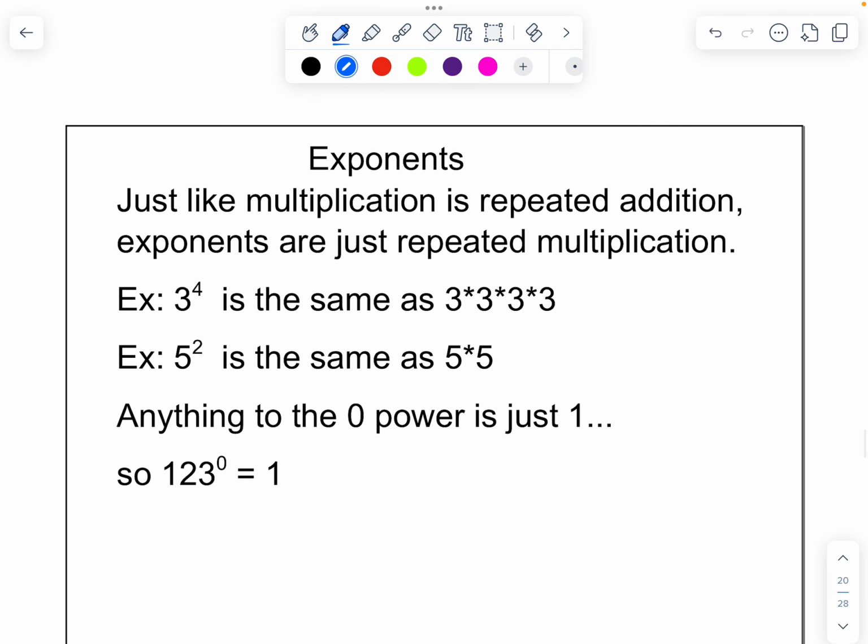The last operation we're going to talk about today is exponents. And just like multiplication is repeated addition, exponents are just repeated multiplication. So 3 to the 4th is 3 multiplied by itself 4 times. So 3 to the 4th is 81.